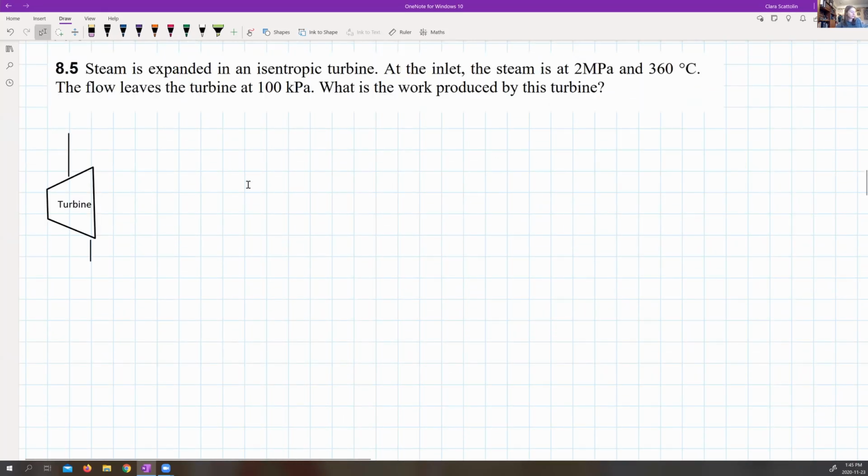The next one I have here is 8.5. 8.5 here is a turbine-related question. So what the question says is, steam is expanded in an isentropic turbine. At the inlet, the steam is at 2 MPa and 360 degrees C. The flow leaves the turbine at 100 kPa. What is the work produced by the turbine?